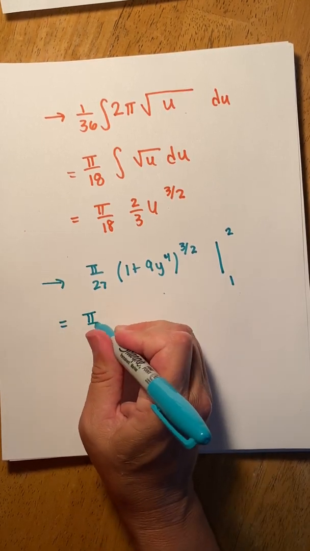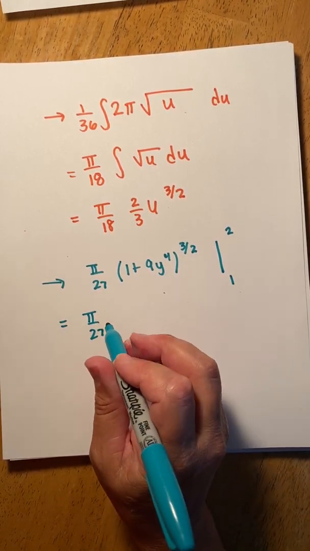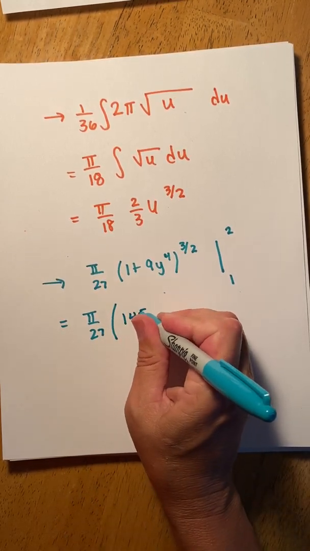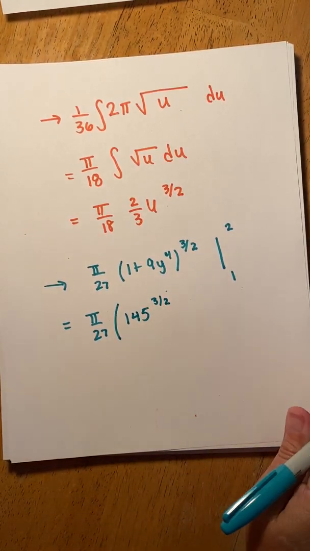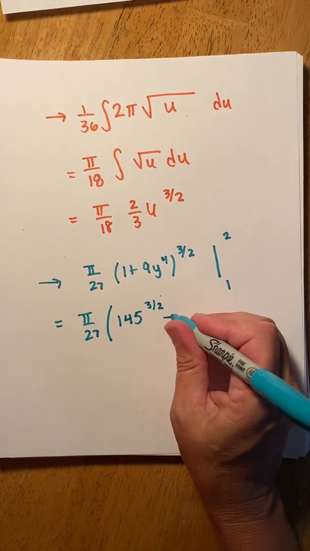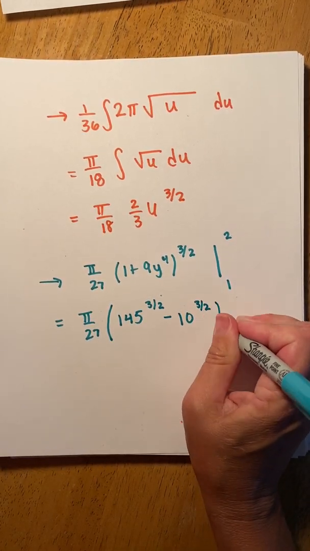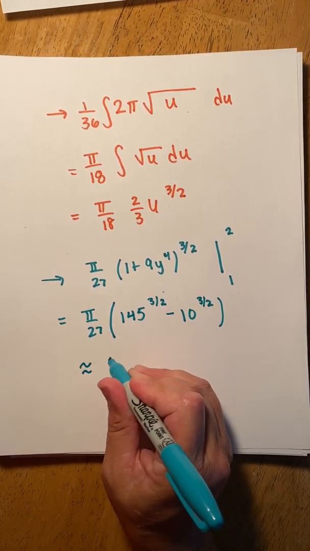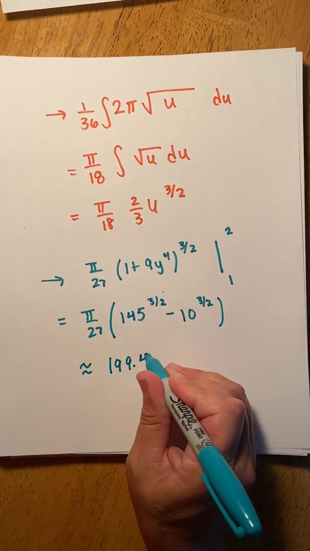Okay, so it's going to be pi over 27. I get 145 to the 3/2, not super nice, minus 10 to the 3/2. Right, and that's the exact answer. We can't go any further with that, and I got that to be about 199.48.